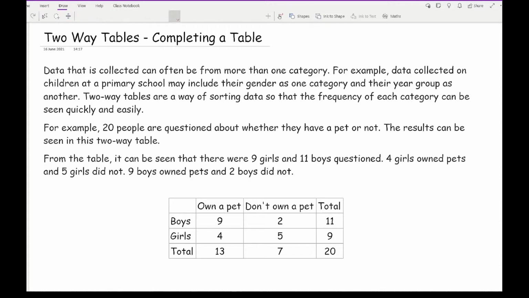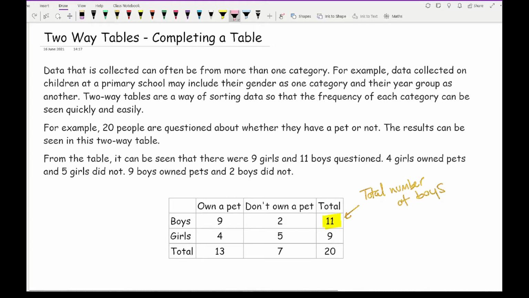Now, from this table, what is really important is understanding what these totals are. So this total here represents the total boys. So that's the total number of boys, and this number here represents the total number of girls. This number here represents the overall total, so the grand total.